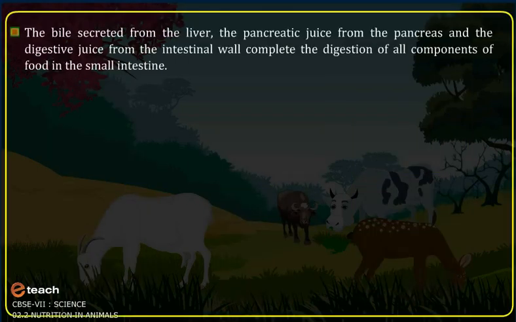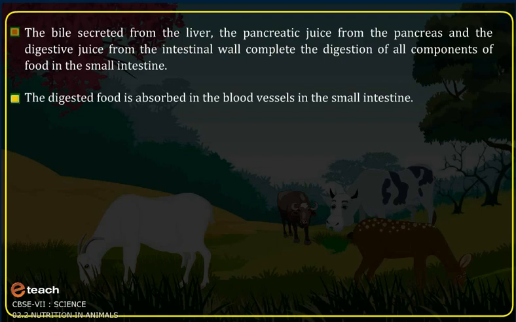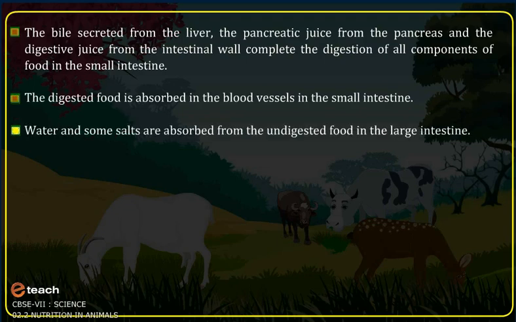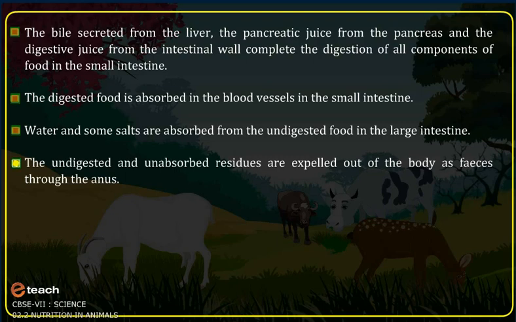Summary: the bile secreted from the liver, the pancreatic juice from the pancreas, and the digestive juice from the intestinal wall complete the digestion of all components of food in the small intestine. The digested food is absorbed in the blood vessels in the small intestine. Water and some salts are absorbed from the undigested food in the large intestine. The undigested and unabsorbed residues are expelled out of the body as feces through the anus.